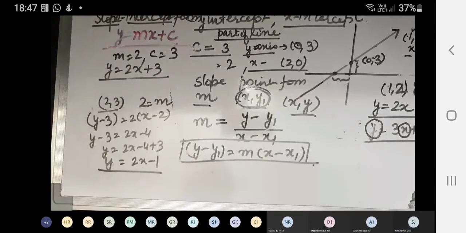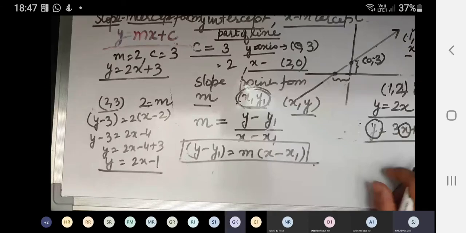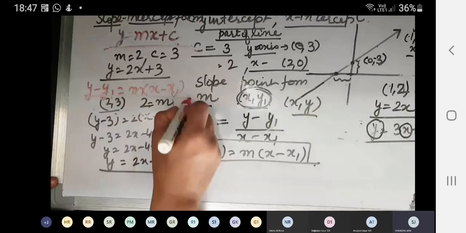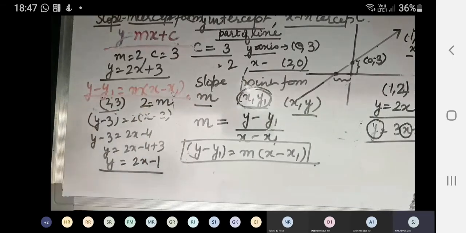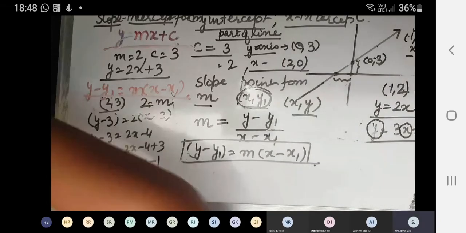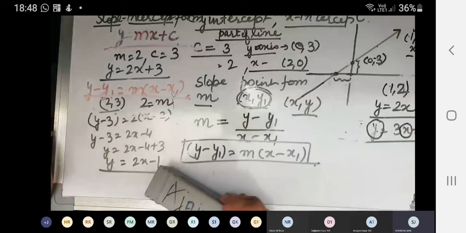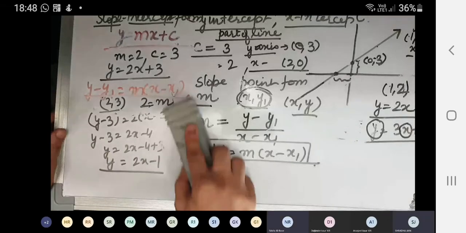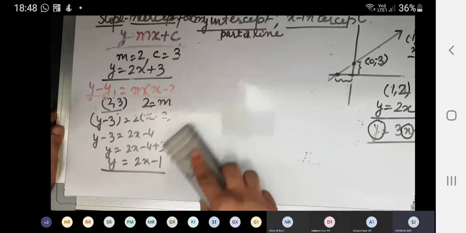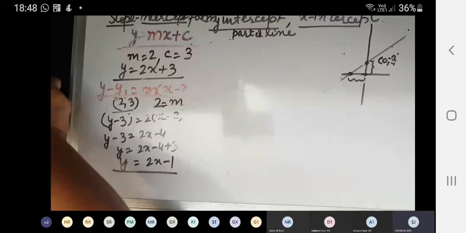Understood? Second form: y minus y1 is equal to m into x minus x1. This is the second way of writing the equation of a line. You can note it down or take a screenshot of it. Is that clear? Now coming to the third way of writing the line. We call it the two-point form.